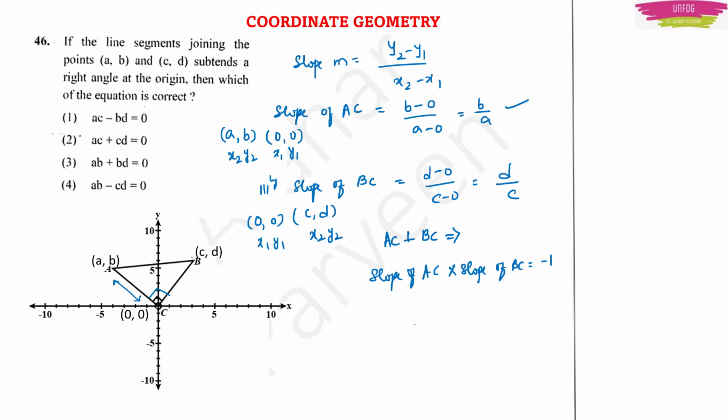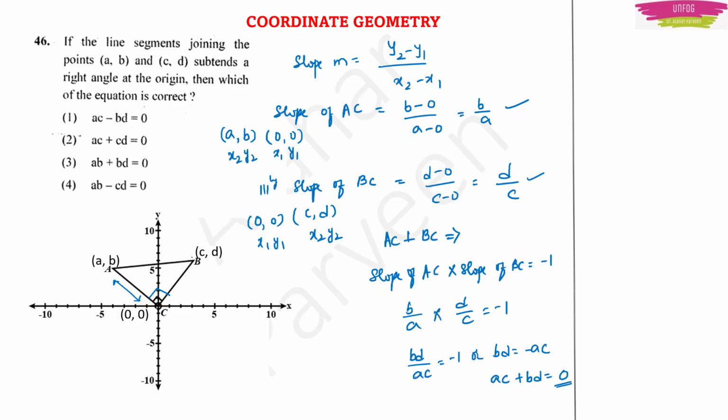I got B by A. And what is the slope of BC which I got? It is D by C. So this is equal to minus 1. Okay. Or BD by AC is equal to minus 1, or BD equals minus AC. And if you see the options, it's something like this: AC plus BD will be equal to 0.